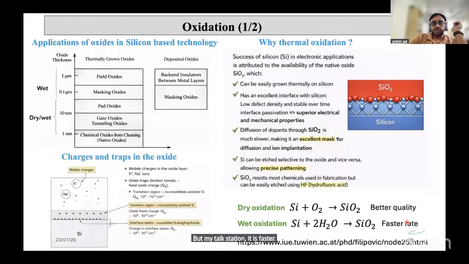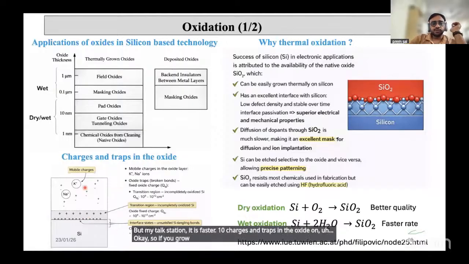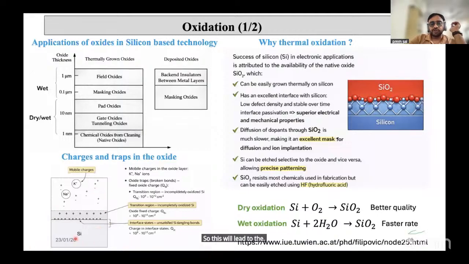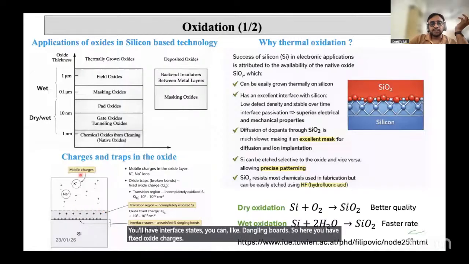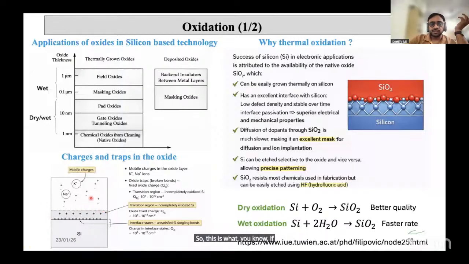Then charges and traps in the oxide. If you grow oxide, you will have all this, which leads to a threshold voltage shift. At the interface you'll have interface states, which you call dangling bonds, and here you have fixed oxide charges. This is what you have if you grow oxide, even in the thermal oxide itself. If you go with deposited oxide, the traps are more. So people go with the thermal oxide, but you have to see what the process is.